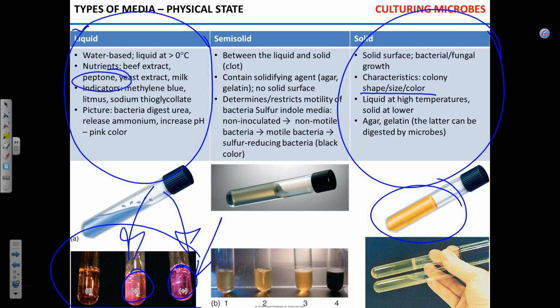Okay. Now, in between is semi-solid medium. We call it a clot, and we're going to use it at some point. Semi-solid medium, if you just hold it or turn it sideways, will not leak out of the tube. But if you turn the tube upside down, eventually it will kind of slide away. Does that make sense? There's no solid surface to it. Okay, why do we need that?